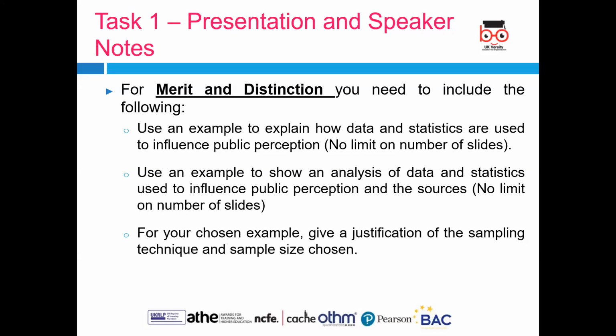So that will explain your understanding towards the topic, and it will also lead to merit and distinction criteria. The second one you need to achieve is to use an example to show an analysis of data and statistics used to influence public perception and the sources. So again, for this, there is no limit on the number of slides. And for your chosen example, you also need to give a justification of the sampling technique and the sample size chosen. So this is for task 1 if you want to achieve merit and distinction. So you have to cover all these three topics as highlighted here.